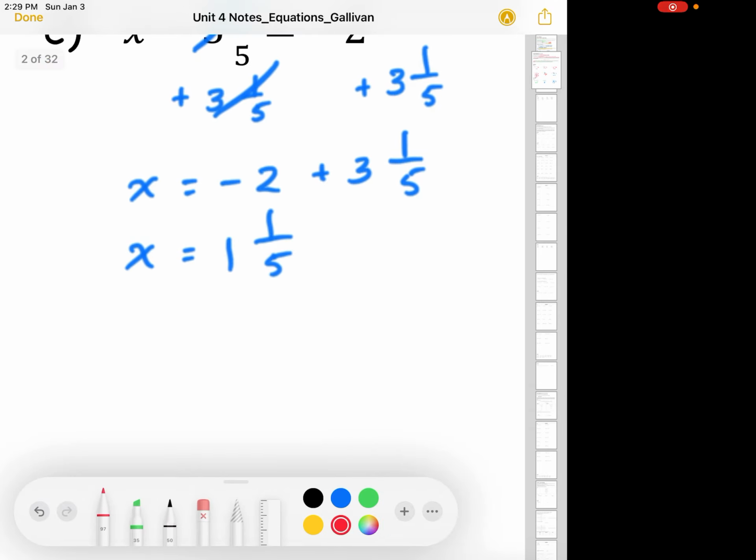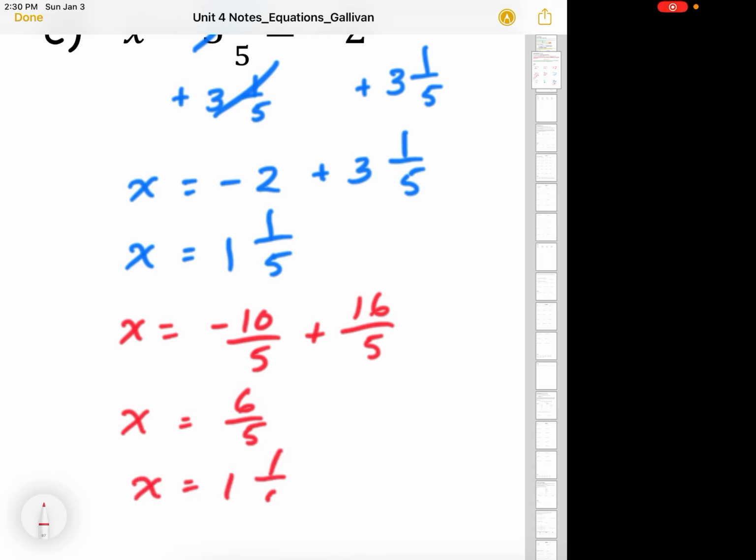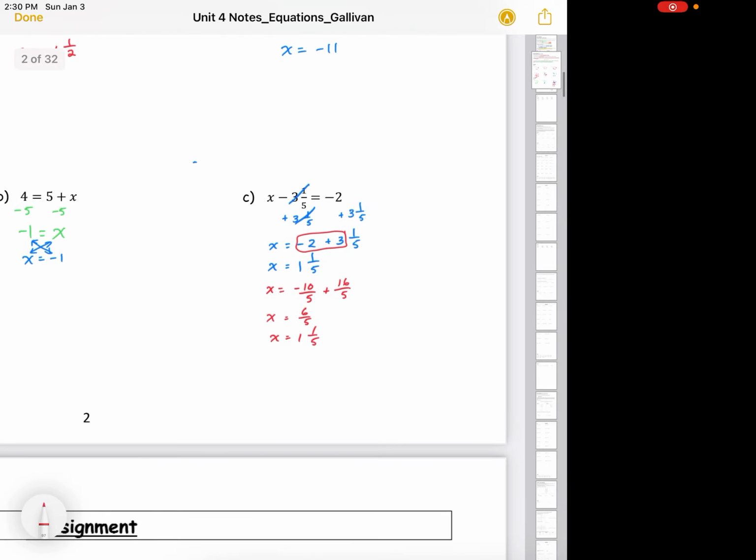If you wanted to, you could do your fraction work. So I could take negative 2 as negative 10 over 5, plus 16 over 5, which would give me 6 over 5, and if I convert back, it's 1 1/5. But with this, you could, as I did initially, just deal with the whole numbers, and it would work. Sometimes it doesn't, sometimes it's a little more complicated, okay?